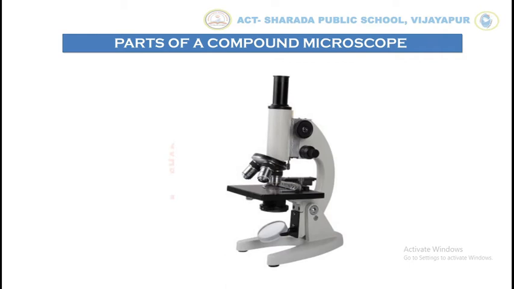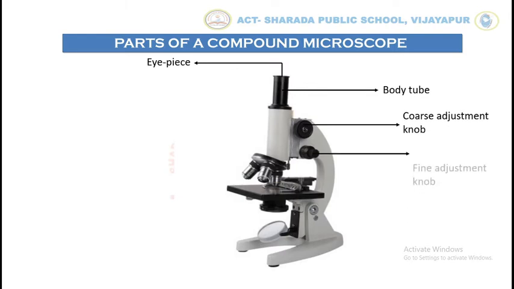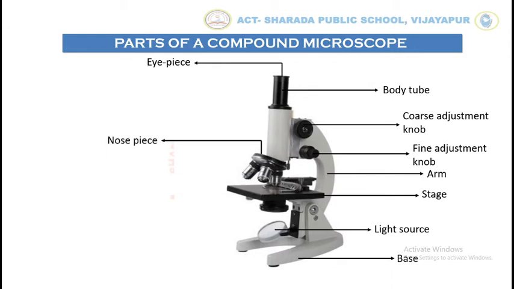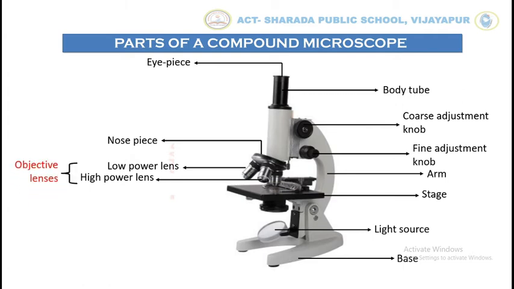Let us now look at the parts of a compound microscope. Let's begin with the eyepiece, followed by the body tube, coarse adjustment knob, fine adjustment knob, arm, stage, light source, base, nose piece, low power lens, high power lens. The low power lens and the high power lens together are called objective lenses, stage clips, and finally the diaphragm.